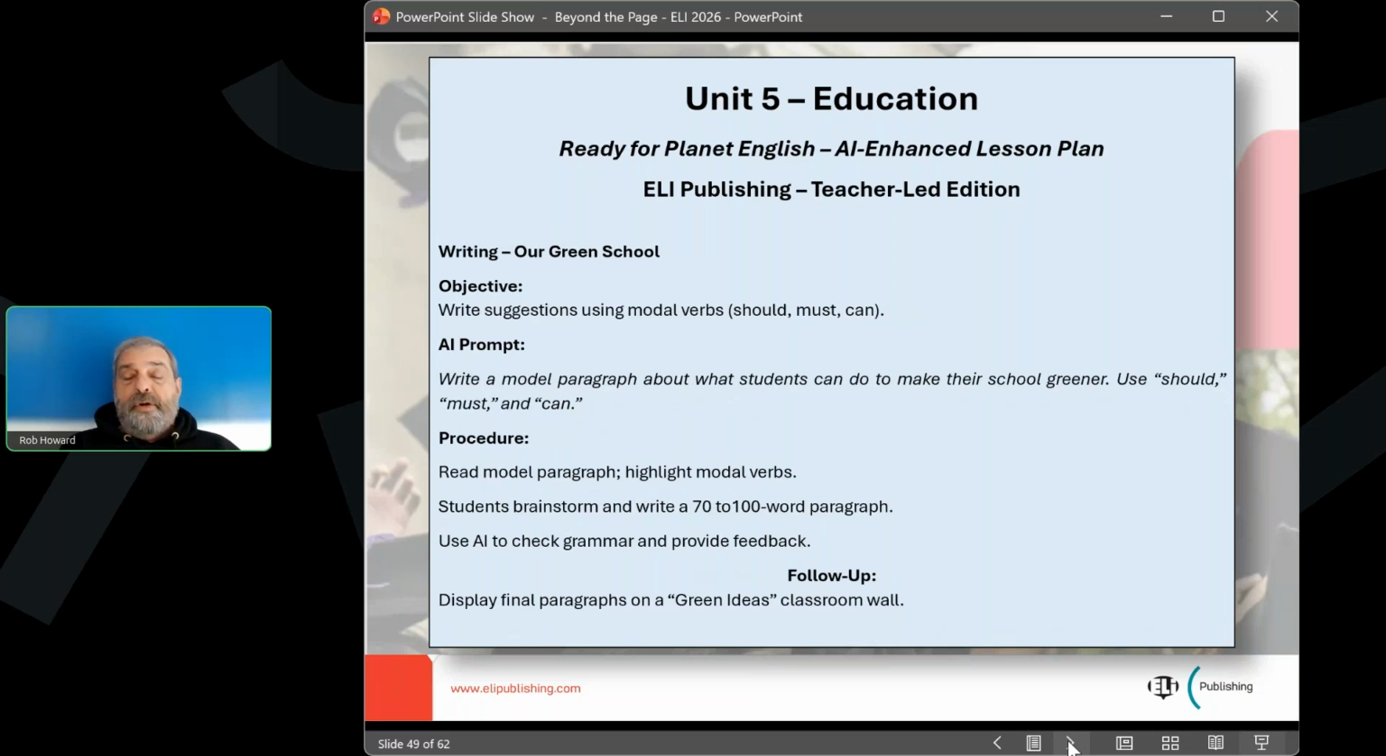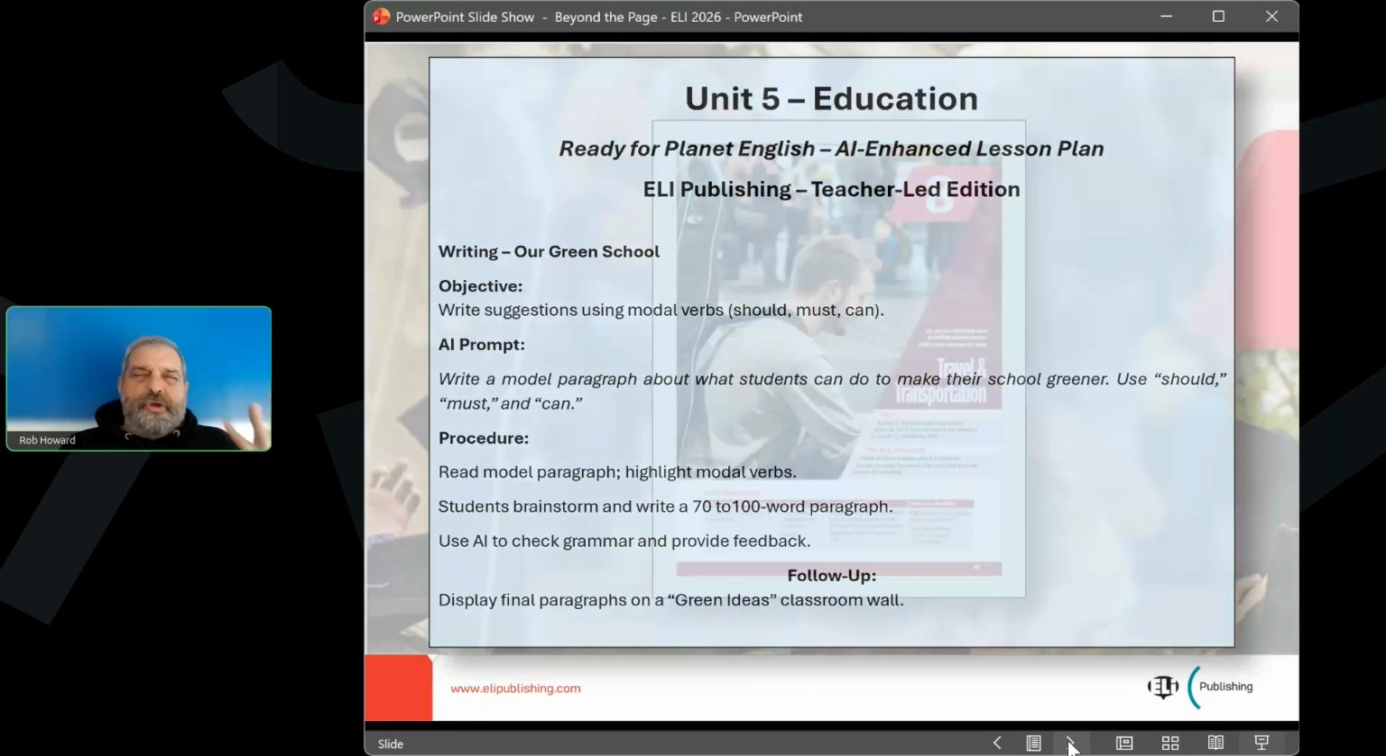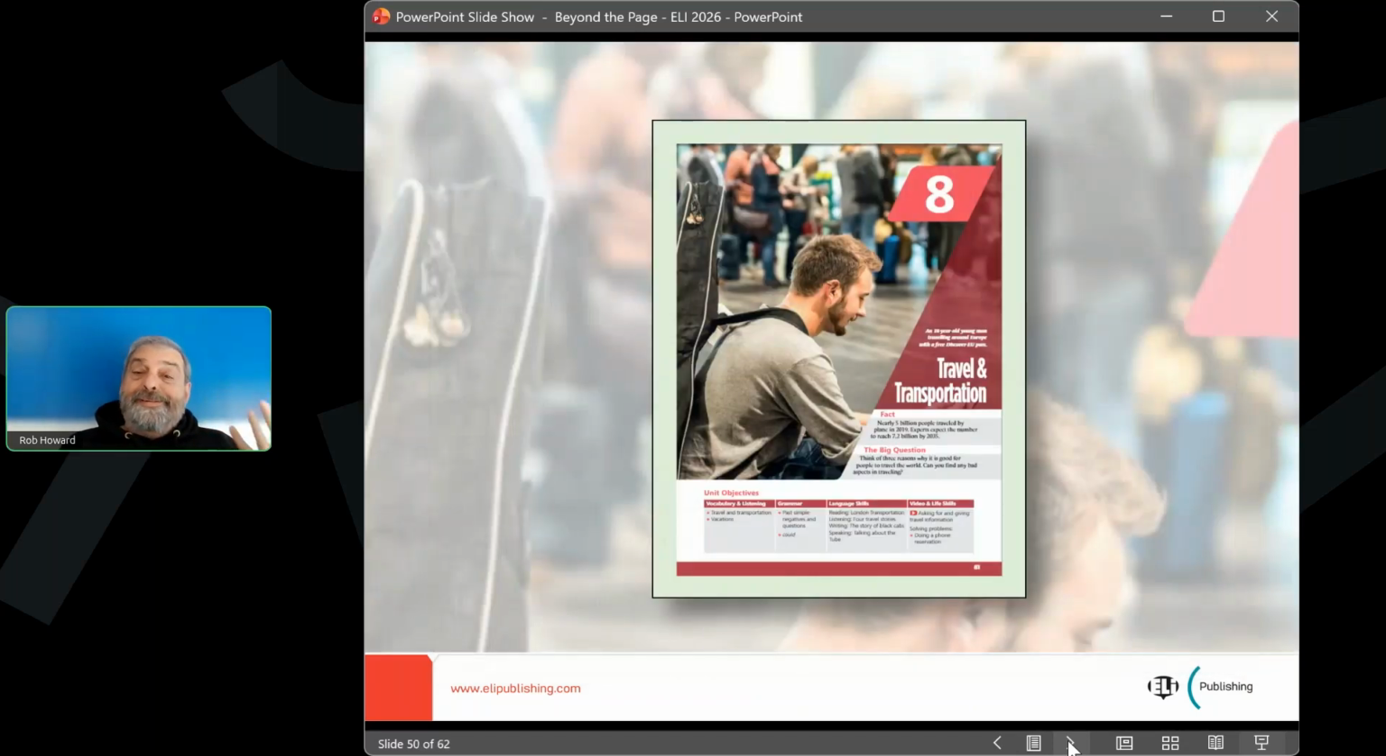Here's a writing activity talking about a big thing that's important these days, sustainability, and talking about our green school. And this is writing a paragraph using should, must, and can. So, we're always looking for ideas. That's where AI can help.